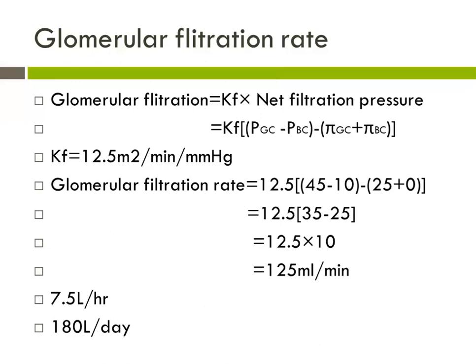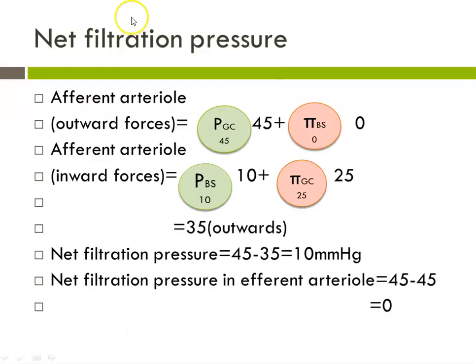Okay, this is the glomerular filtration rate. Now, you have to calculate the net filtration pressure in the afferent arteriole and the net filtration pressure in the efferent arteriole. We have two methods to calculate the net filtration pressure in the afferent and the efferent arteriole. First, let me explain the first method.